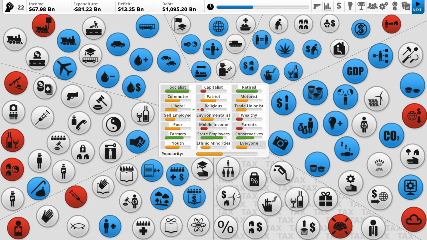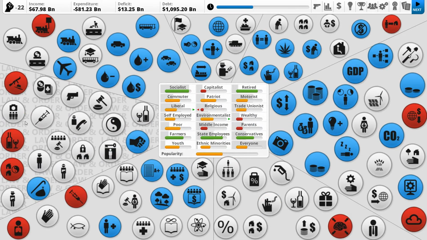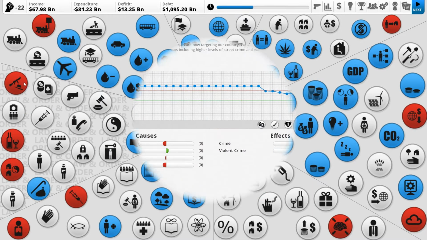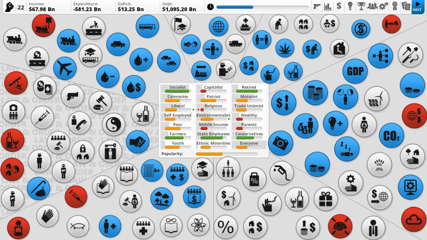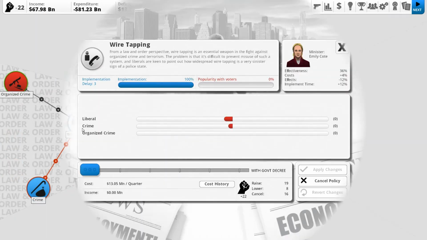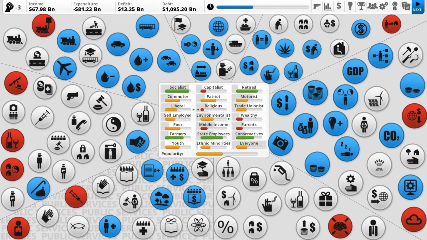The farmers are pretty high. Oh yeah, the conservatives are in the green, so that's awesome. And with liberals on the rise, maybe we can increase wiretapping a little bit to get this organized crime situation down. Where is wiretapping? They keep mixing up where the bubbles appear, which is kind of annoying. So, sorry liberals. Instead, we'll get rid of religion for you.